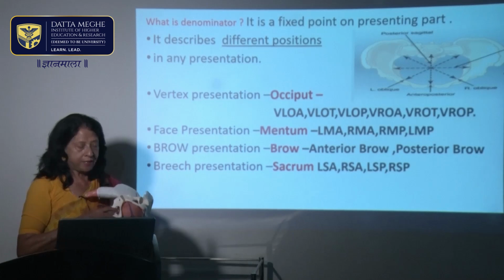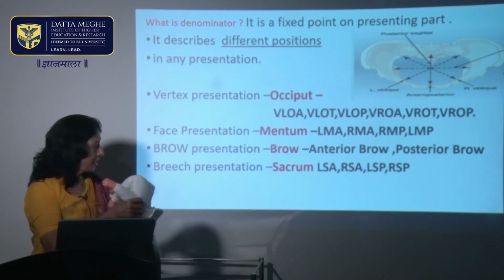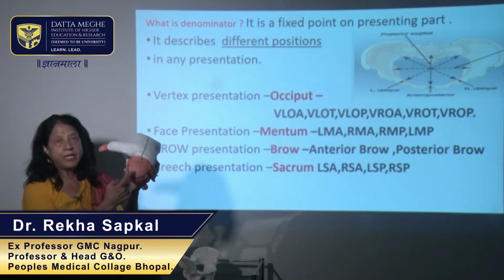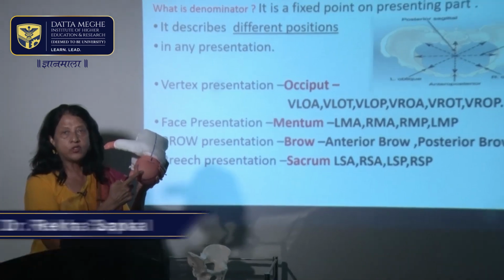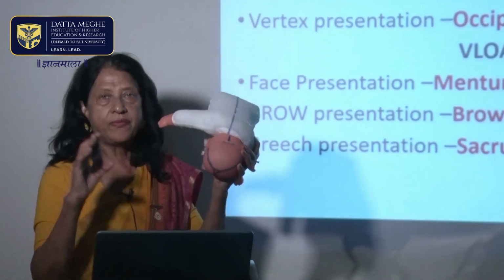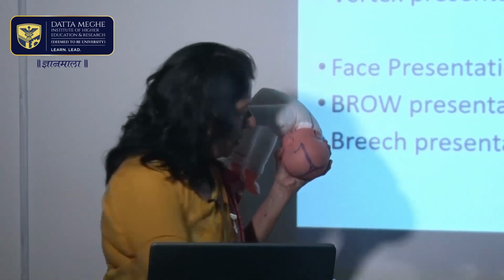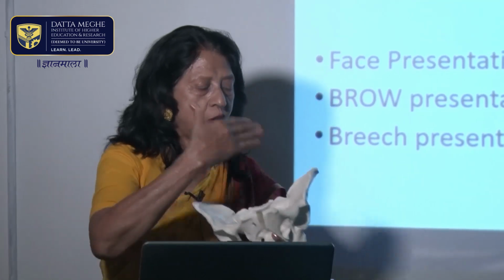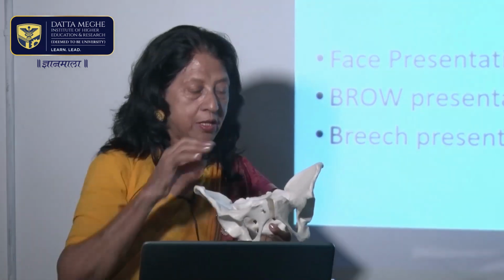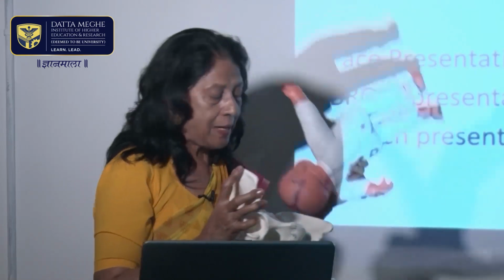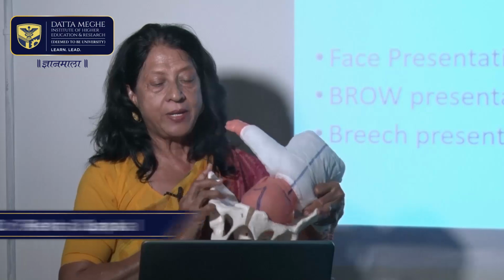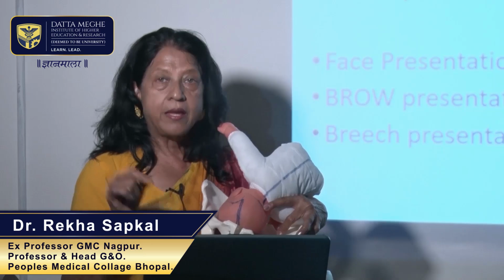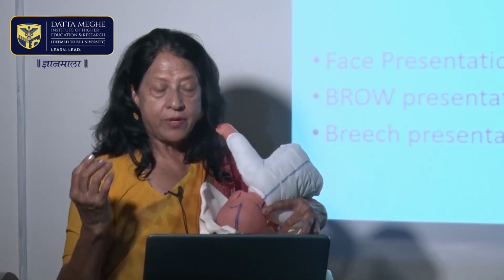What is the denominator? It is a fixed point on the presenting part. Like in vertex presentation, the denominator is the occiput. So, in relation to the occiput, I describe 6 different positions in a given presentation. There are different diameters of the pelvis. This is the AP diameter, these two are the oblique diameters and one more is the transverse diameter. The relation of the occiput to the pelvic brim we describe with the help of the denominator. So, what is the denominator in vertex presentation? It is the occiput. That means, in relation to the occiput, I describe different positions.